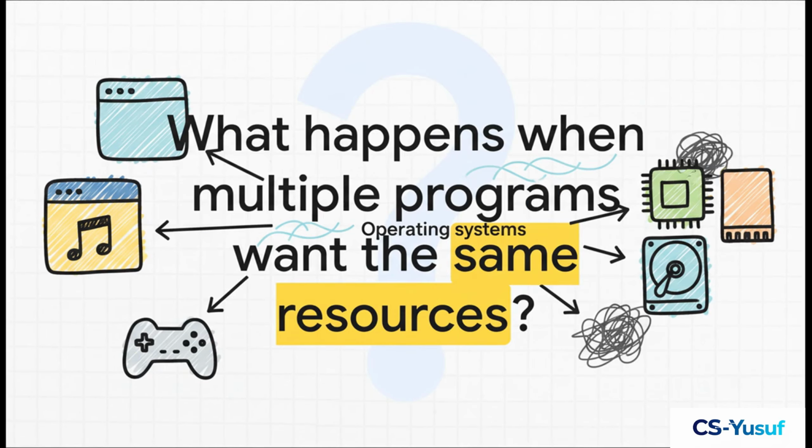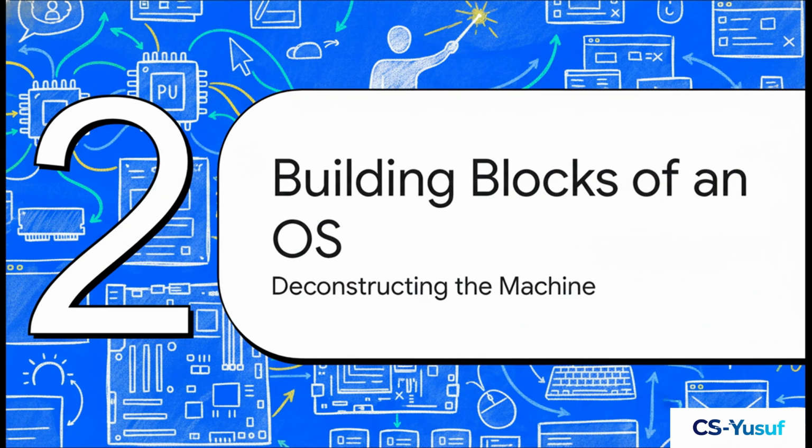And that brings up a really important question. What happens when you've got your web browser open, you're playing music, and maybe a game is running, and they all want to use the CPU and memory at the exact same second? How do you stop it from becoming total chaos? Well, that is the core challenge, and it leads us right into our next section. So, how does the OS juggle all of those competing programs?